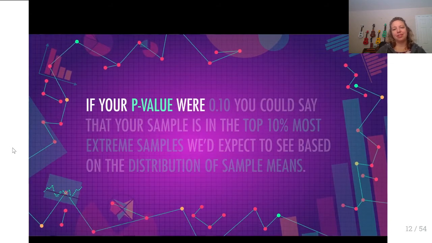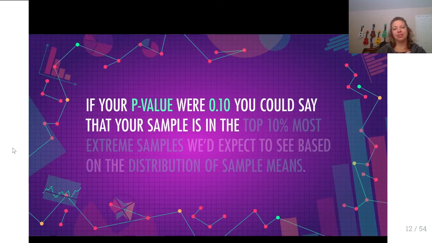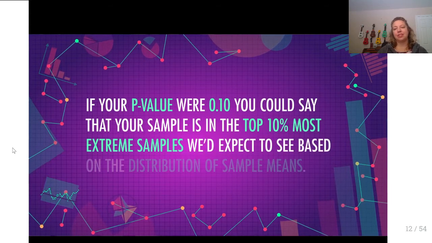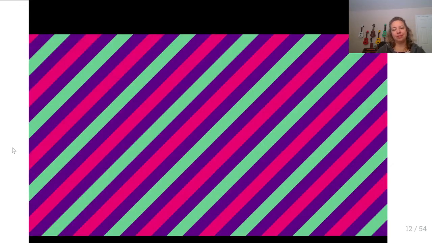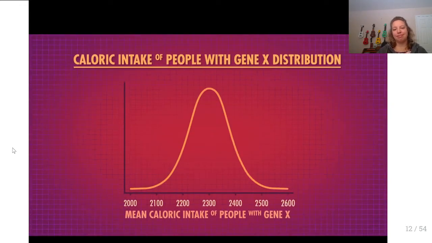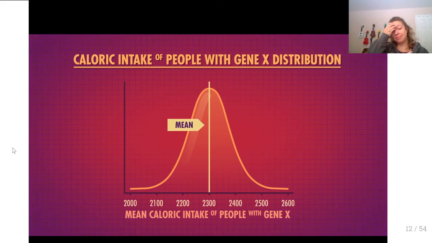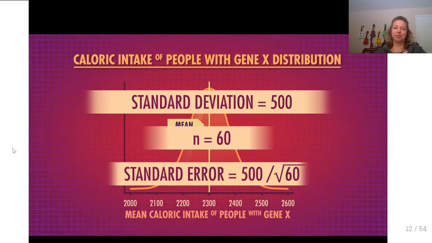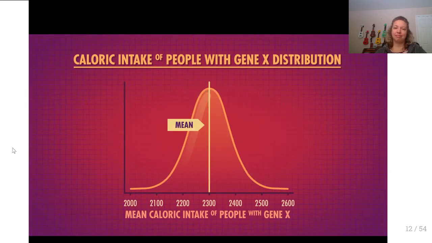If your p-value were 0.10, you could say that your sample is in the top 10% most extreme samples we'd expect to see based on the distribution of sample means. If we assume that the null hypothesis is true, and the mean caloric intake of people with gene X is 2,300 with a standard deviation of 500 calories, the distribution of sample means will look like this, and tells us which means we expect to see and how often we expect to see each of them.